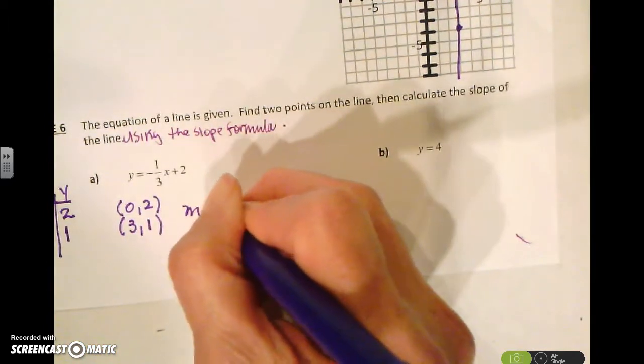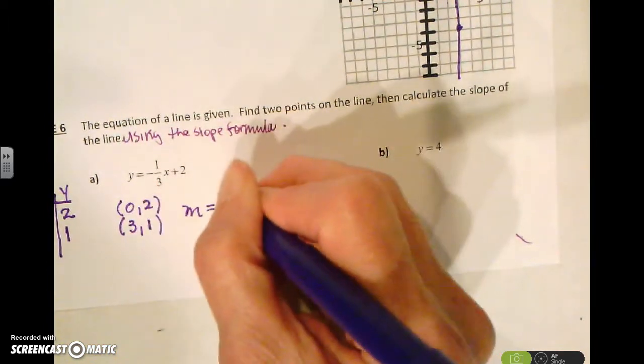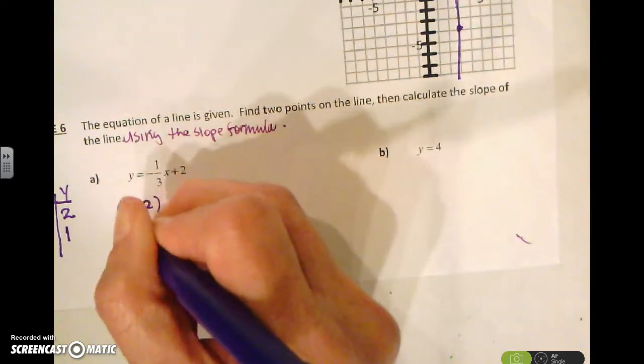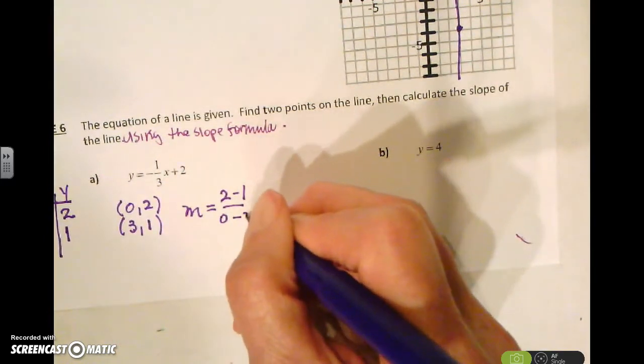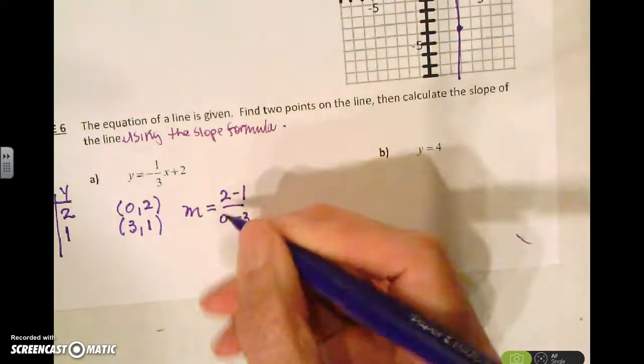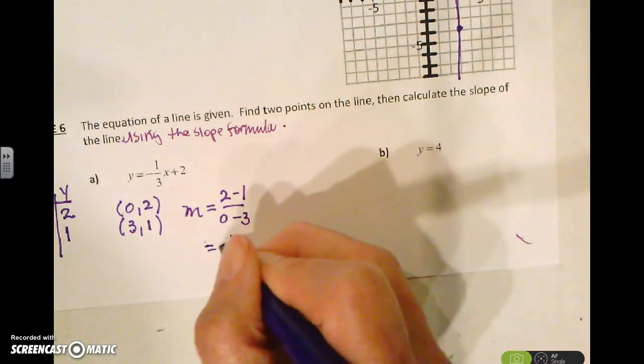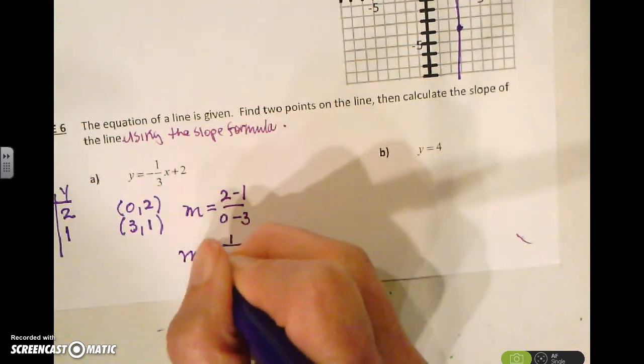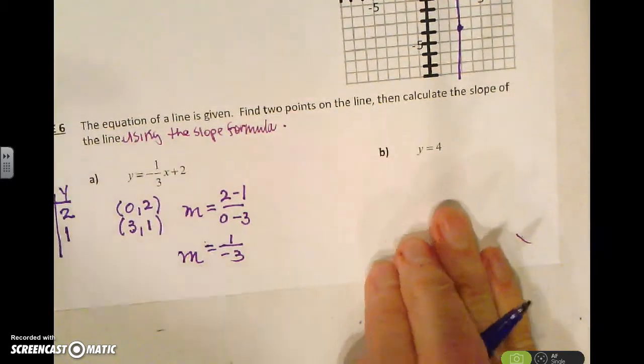So the slope is going to be the difference in the y's, so 2 minus 1, over the difference in the x's, 0 minus 3. And I'm going to come up with 1 over negative 3. So the slope is negative 1/3.